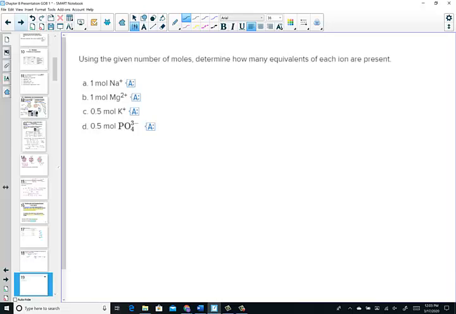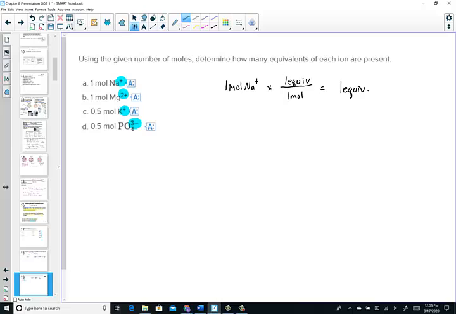Using the given number of moles, calculate the number of equivalents of each ion present. So again, the key is knowing that the charge tells you the equivalents per mole. So the information you need is provided. I didn't even need to go to my chart or periodic table. The information provided me because the charge is given in the problem. I have 1 mole of Na+, and I know based on the number of equivalents, the charge is 1. So there's 1 equivalent in every 1 mole. So you would have 1 equivalent. Moles canceled, and you have the number of equivalents.